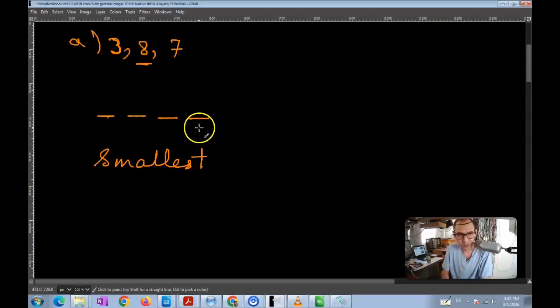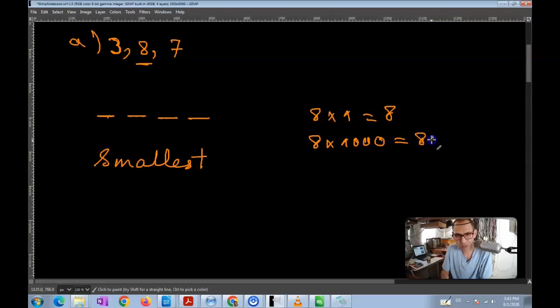Now if I put it over here, that would be just 8 times 1, which is an 8. If I put it over here, that would be 8 times 1,000. That would be an 8,000, right? So I will get my digit 8, and I'll put it over here, and the value that it contributes to the overall value of the number would be just 8 ones, right?